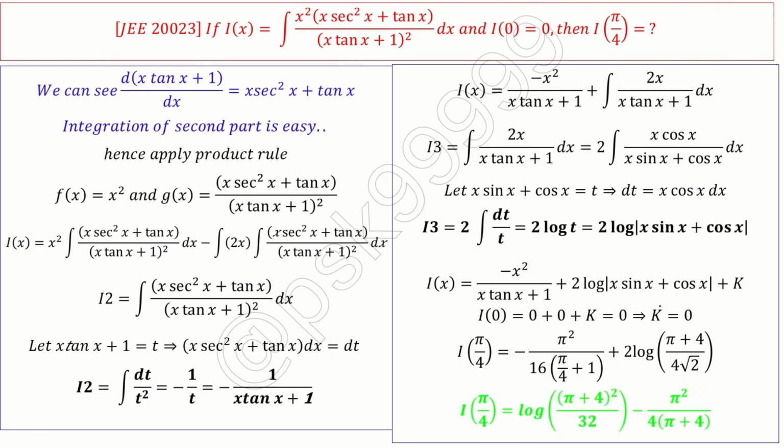Just to simplify it further, we can call it log of (π + 4)², because I am taking the 2 here to the square. And then 4 square root of 2 will become 32, minus π² by, if I take the LCM here, it will become 4 times (π + 4). Okay, this is the final answer.